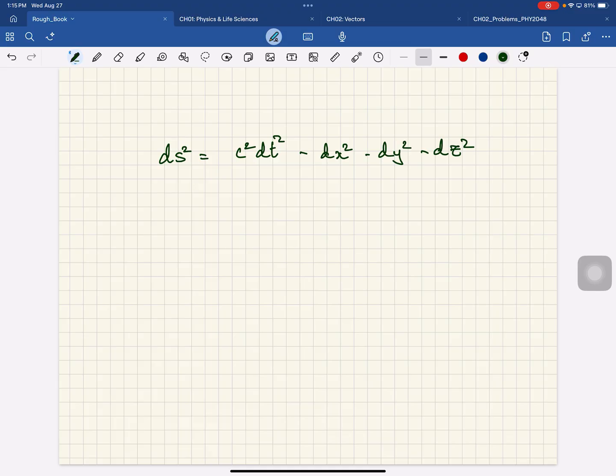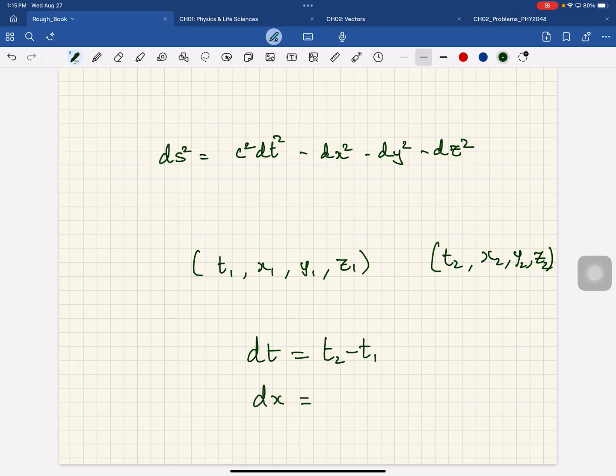Okay, so here's the distance between 2 points. So x, y, okay, so dt is t2 minus t1. So these are infinitesimally separated points.